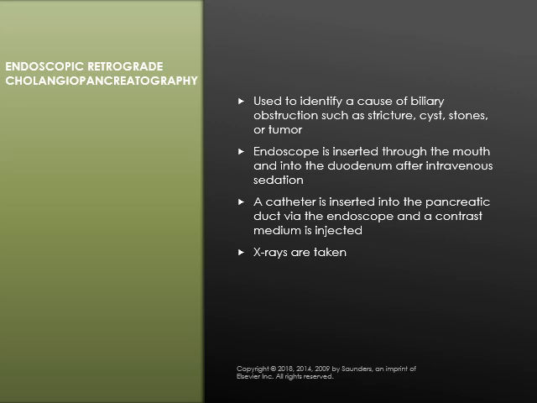An endoscope is inserted through the mouth and into the duodenum after intravenous sedation. A catheter is inserted into the pancreatic duct via the endoscope and a contrast medium is injected. X-rays are then taken. The individual should have nothing by mouth 8 hours before the procedure. This is certainly an invasive procedure, and a sedative, narcotic, and atropine are given in preparation for the insertion of the endoscope. Patients must consent for this type of procedure.